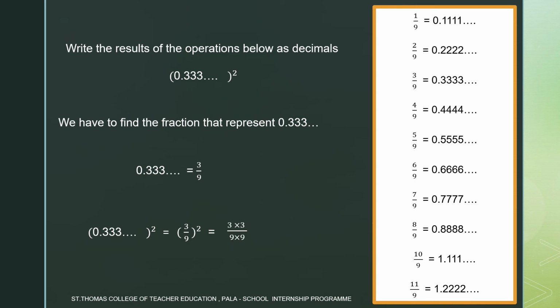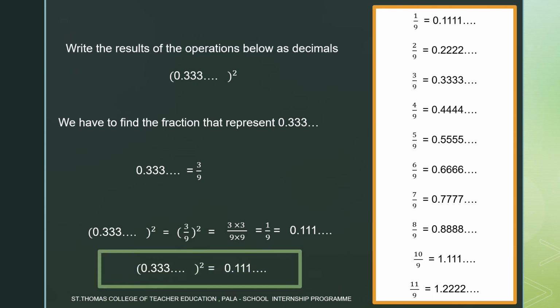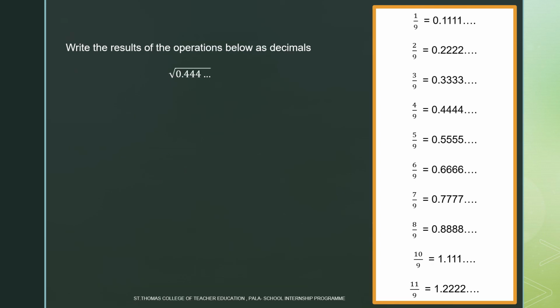Or we can write 3 into 3 by 9 into 9. And on cancelling again, in the numerator 3 into 3 gives 9. So the 9 in the numerator and the 9 in the denominator get cancelled and we get 1 by 9. 1 by 9 corresponds to 0.111 etc. So here in this problem the answer is 0.111 etc. So next we will discuss square root of 0.444 etc. Tell me the first step.